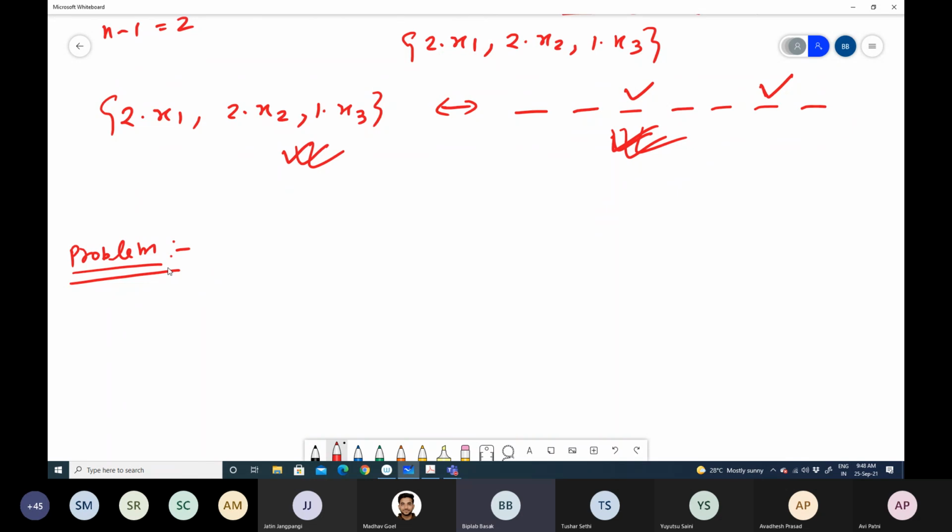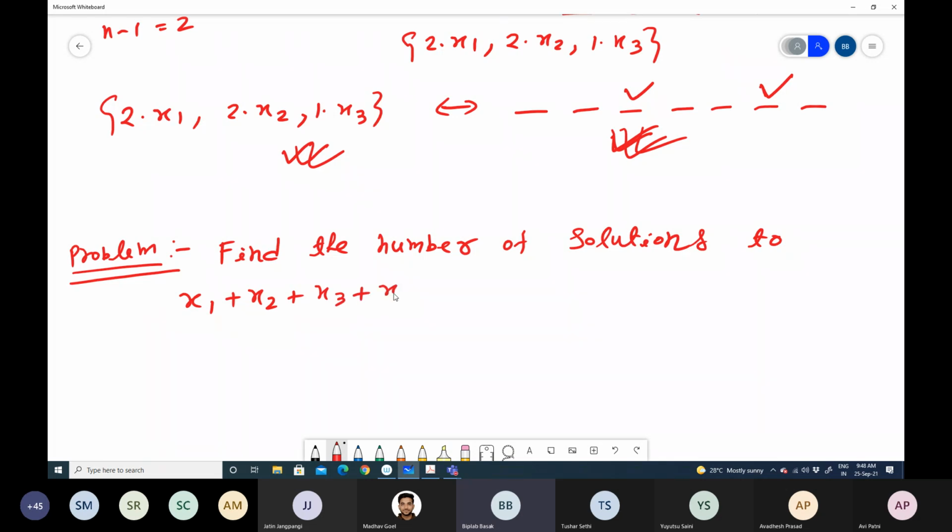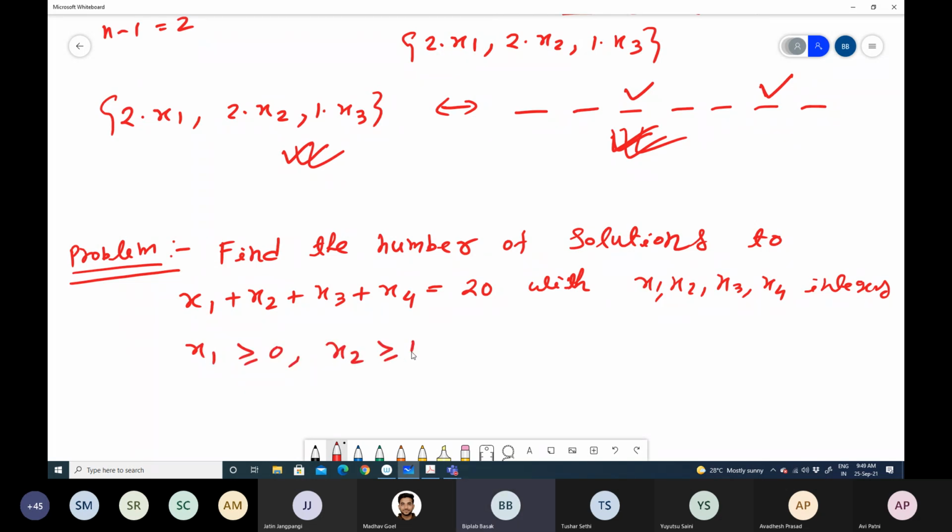Okay, so here is problem 3. Find the number of solutions to the equation, the same equation, x1 plus x2 plus x3 plus x4 equal to 20, where x1, x2, x3, x4 are all integers, and given that x1 is greater than or equal to 0, x2 is greater than or equal to 1, x3 is greater than or equal to 2, x4 is greater than or equal to -1. Can you tell me how you will proceed for this problem?